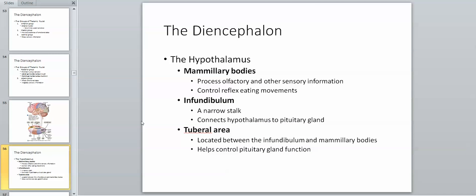All right, so then we can look at the hypothalamus. In the hypothalamus, we have these two bodies right behind it, which are considered part of the hypothalamus, called the mammillary bodies, so called because they look like nipples, or at least to somebody they did who named them. And these are going to be processing olfactory information and also control reflexive eating movements. We have the infundibulum, which is the stalk or funnel that connects the hypothalamus to the pituitary gland, and then we have the tubral area. Basically it's what's between the infundibulum and the mammillary bodies, and this also has some control over the pituitary gland.